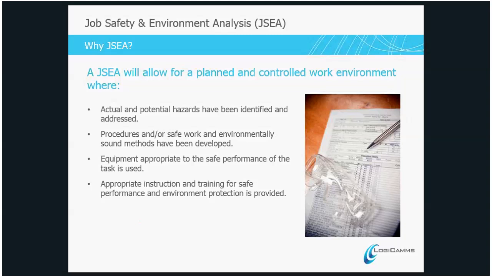Hence, a JSEA is a procedure which helps integrate accepted safety and health principles and practices into a particular task or job operation. In a JSEA, each basic step of the job is to identify potential hazards. I repeat, in a JSEA, each basic step of the job is to identify potential hazards and to recommend the safest way to do the job. That is creating a planned and controlled work environment.